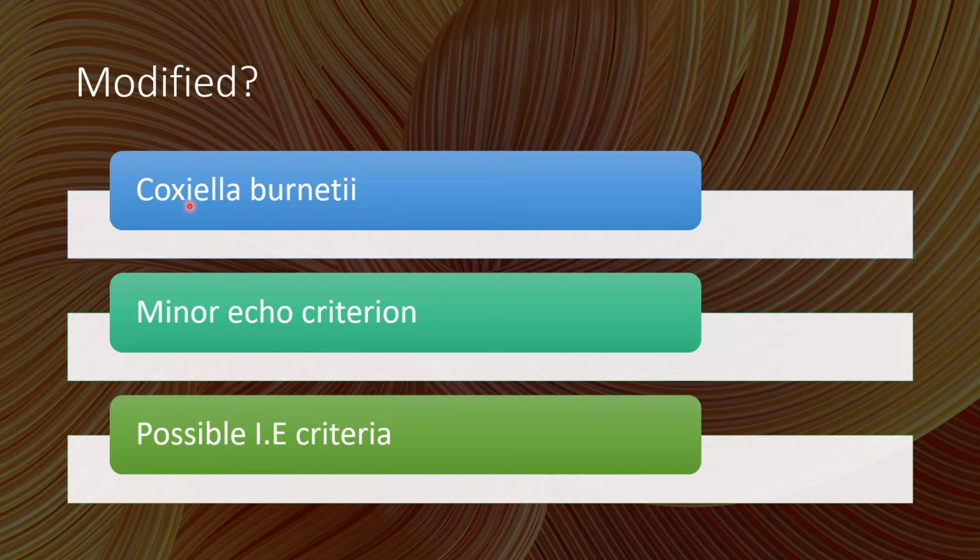Okay, 2 things have been added: Coxiella burnetii and possible infective endocarditis criteria. So what happened here? It has now included positive serology for Coxiella burnetii as part of the major criteria. Minor echo criterion has been removed. And then possible infective endocarditis criteria has been clearly stated.